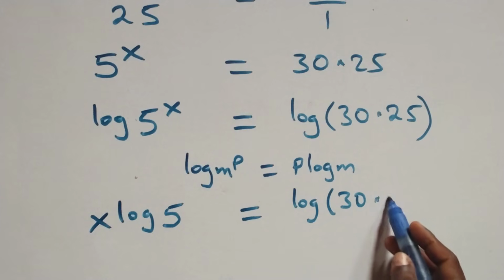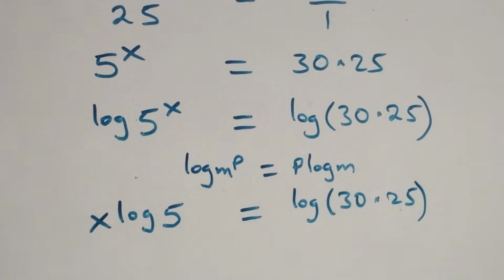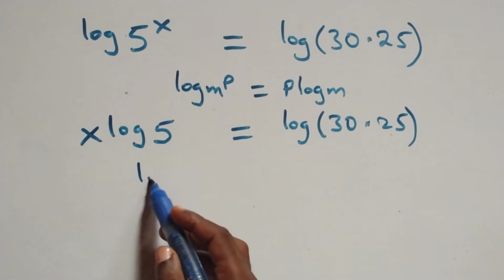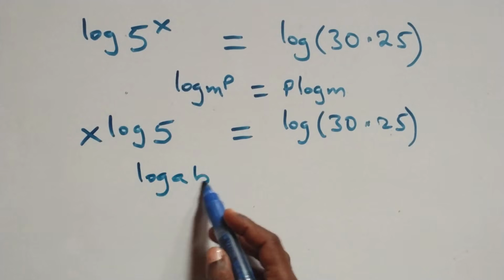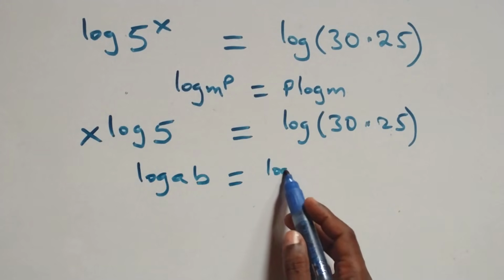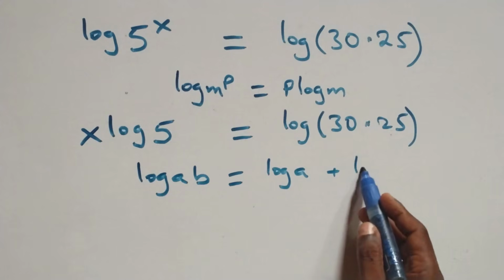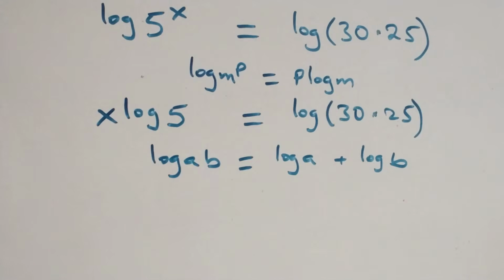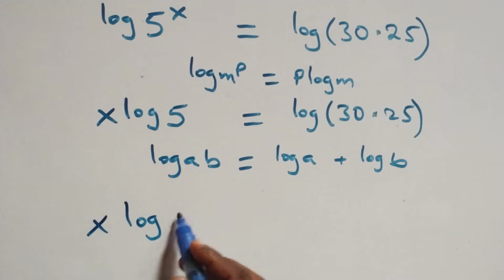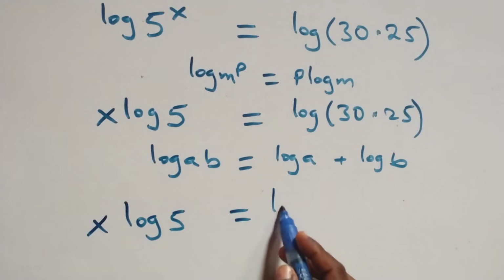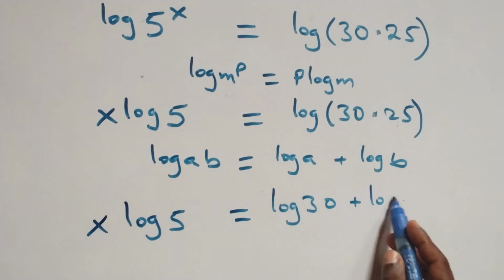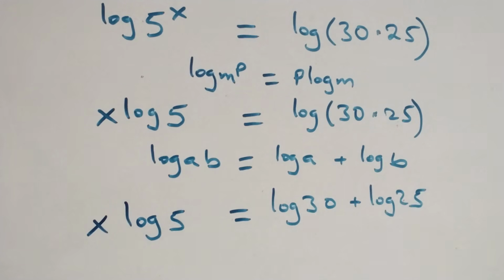30 times 25. Then from here, we apply the law of logarithm: when we have log a times b, this is the same thing as log a plus log b. That is, here this becomes x log 5 equals log 30 plus log 25.